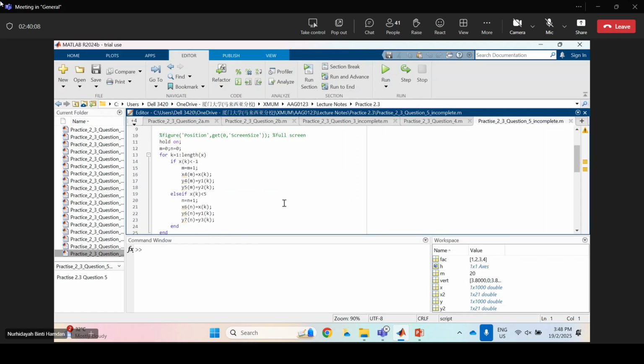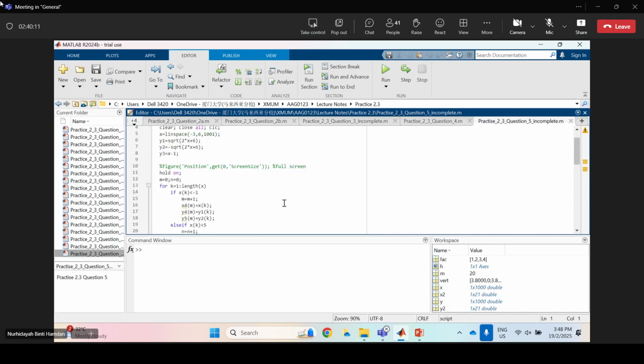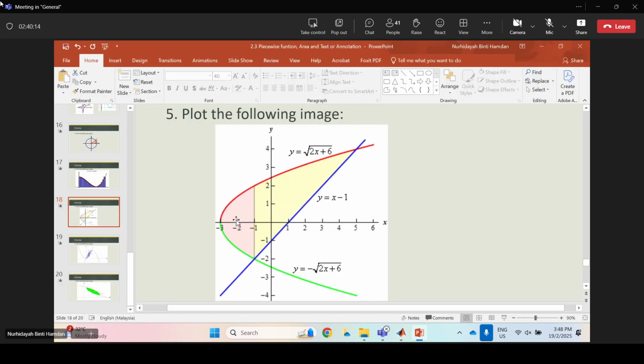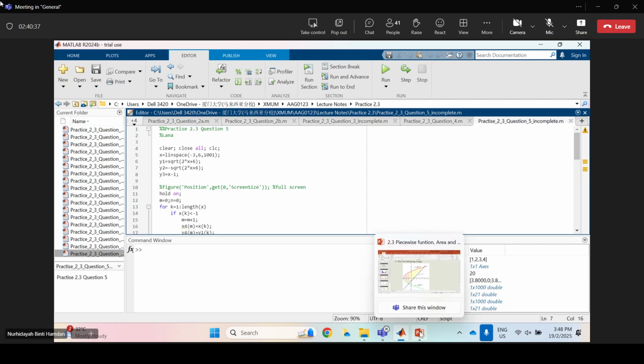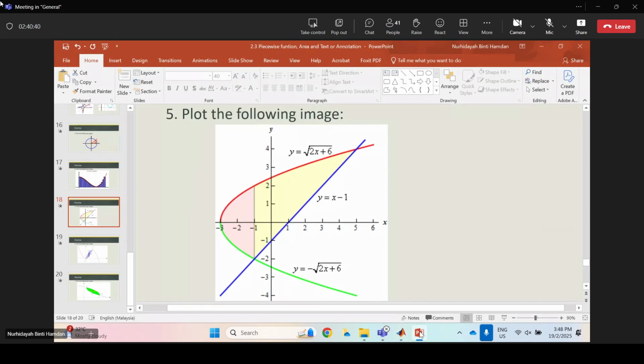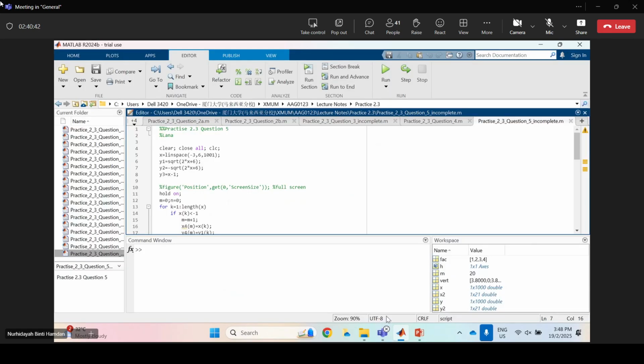So this one is question 5. I use looping because my x is between -3 until 6. So y1 is square root 2 times x plus 6, and y3 is x minus 1. Negative square root, sorry. Here again, we put it as screen size because I want to make it full screen.